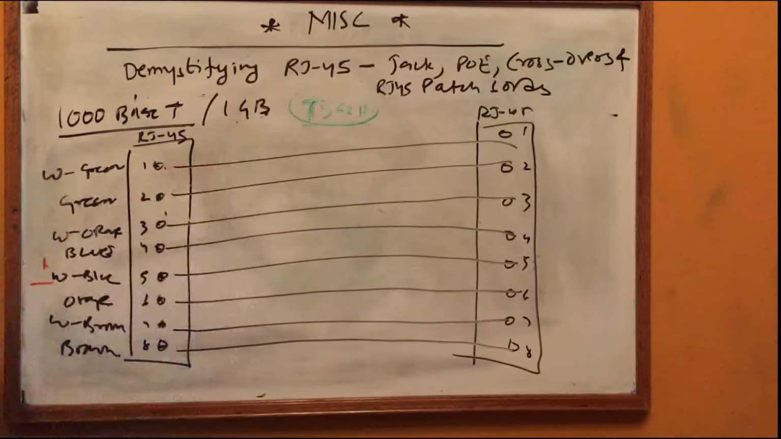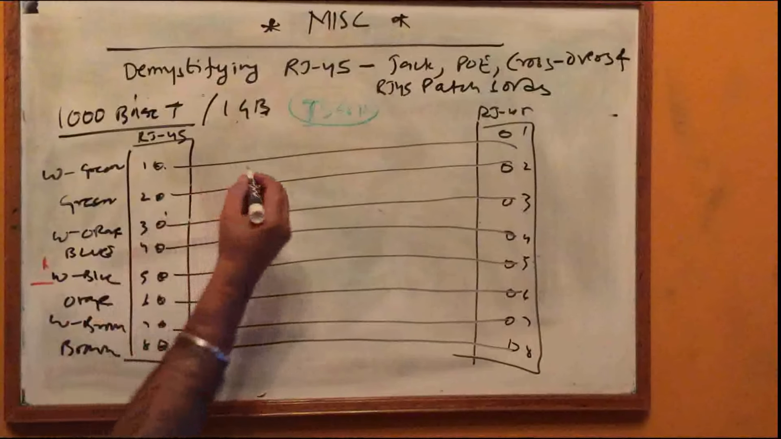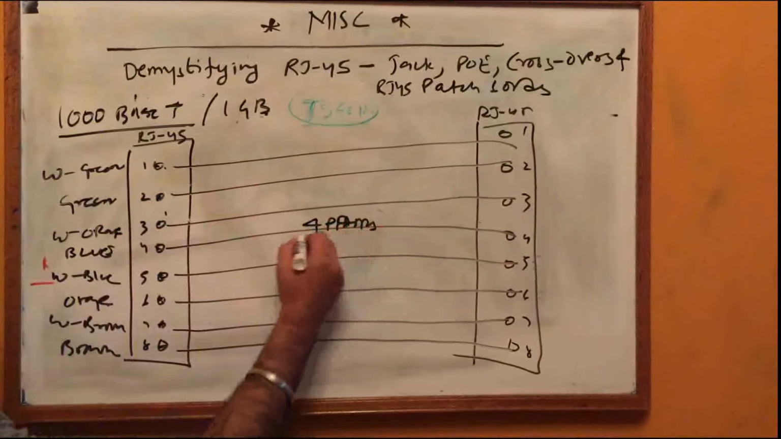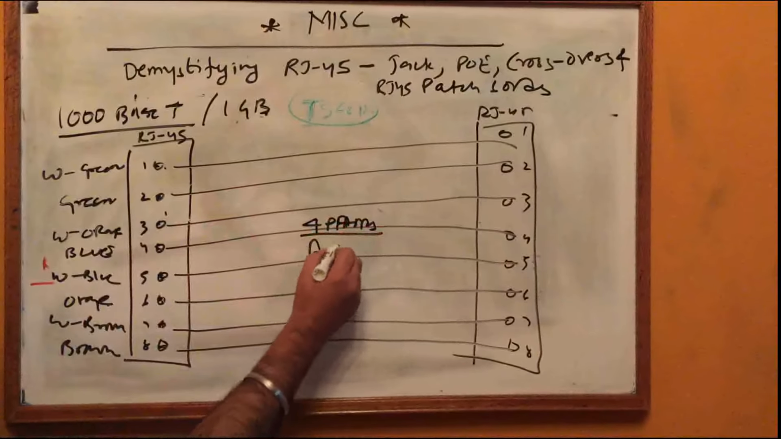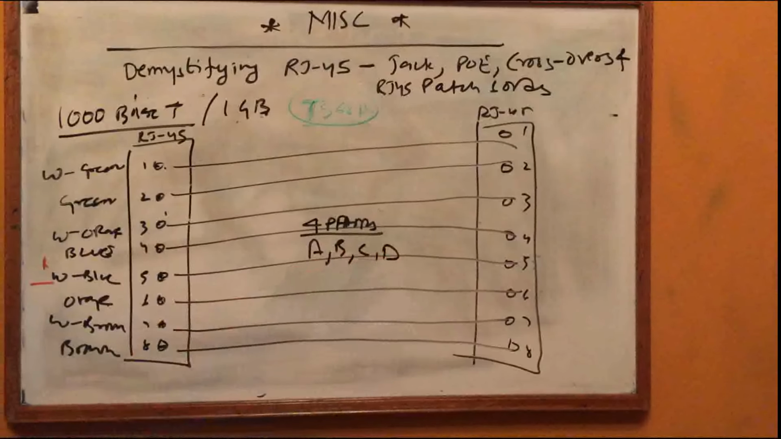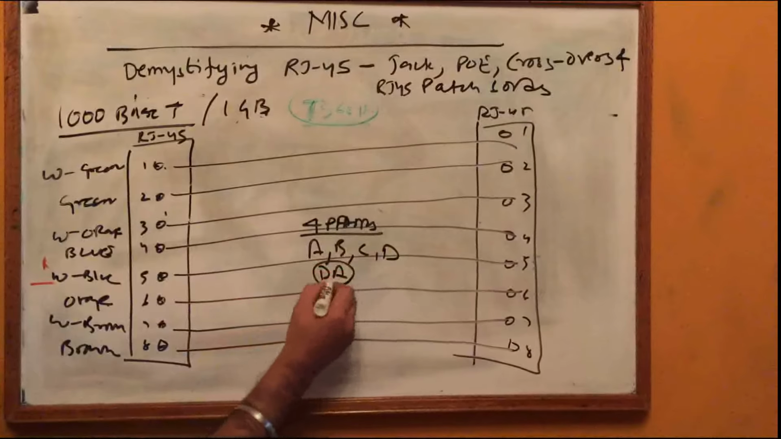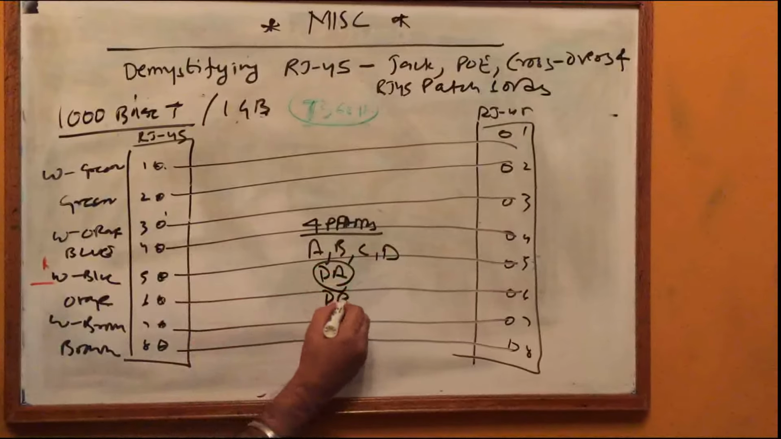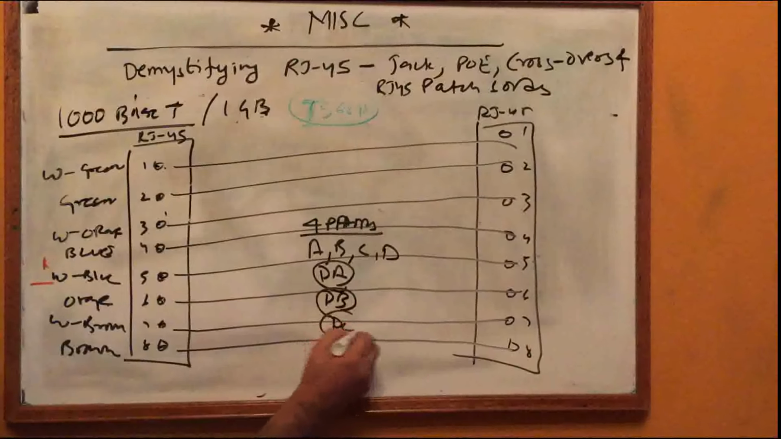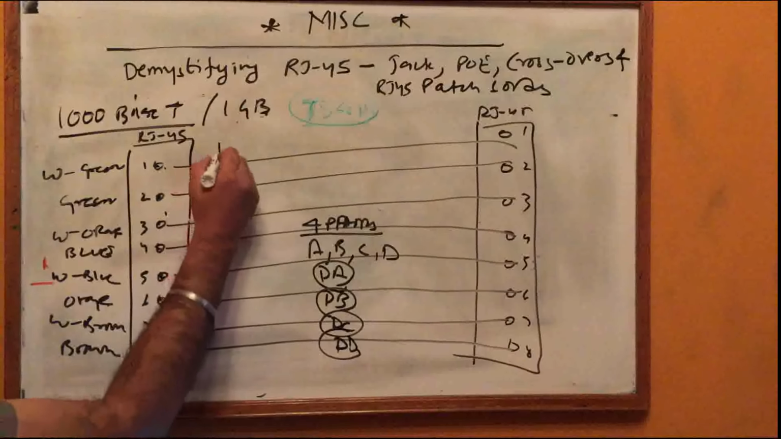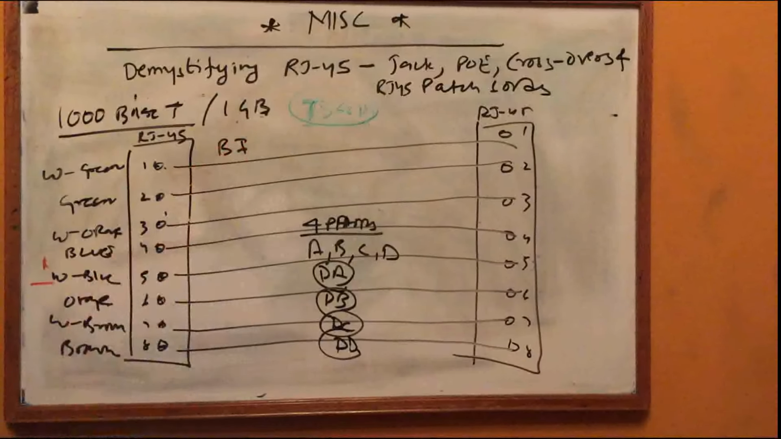So what we are going to do is, because there are a total of 4 pairs, we are going to call them A pair, B pair, C pair, and D pair. That way it is easy to remember. So when I call DA, it means data for pair A. When I call DB, it's data for pair B. DC is data for pair C, and DD means data for pair D, right? BI stands for bidirectional communication.